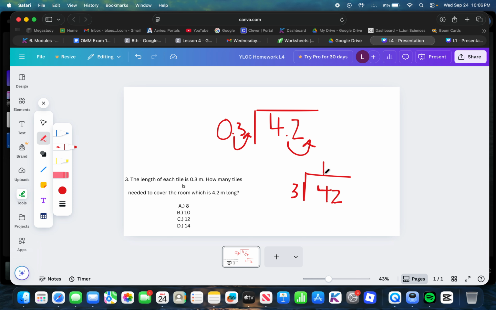How many times could 3 go into 4? Just 1, so let's subtract. Here we have 12. And then how many times can 3 go into 12? That's 4 times. So number 3, the answer should be D, 14.